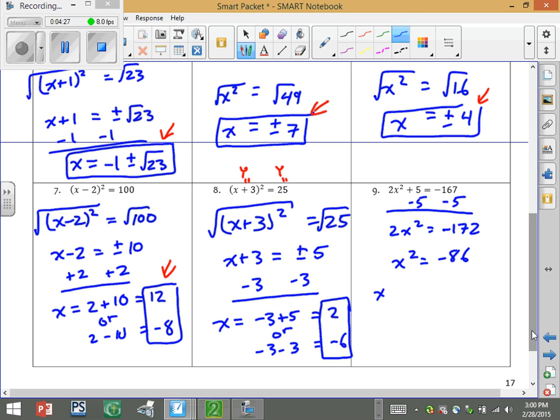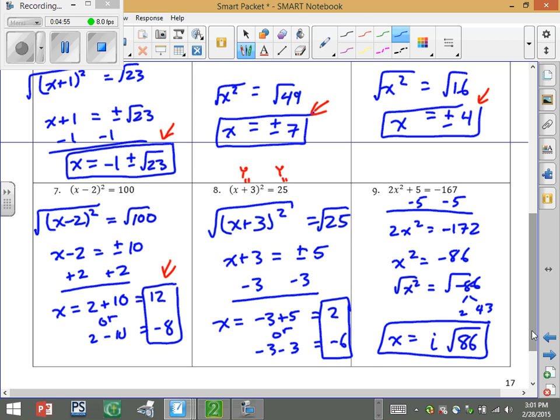So at this point, let's go ahead and take the square root of both sides. So x squared, square root of negative 86. So 86, I know we can divide 2 into that. So that's 2 and 43, but unfortunately that's as far as that'll go. So actually the only thing that we can pull out here is that negative. So we pull an i out front, and we're still left with 86 underneath the radical.